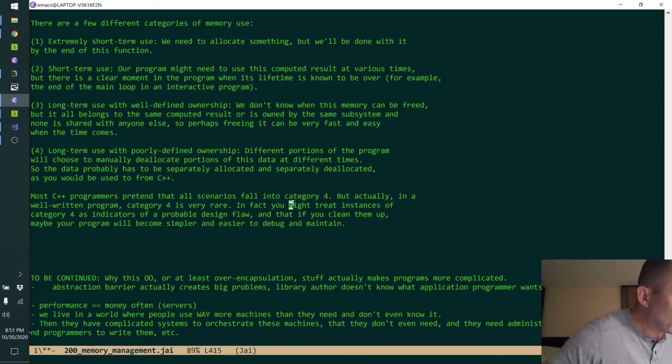Isn't one just a stack allocated variable? Not necessarily, because it's dynamically sized. So that would be like alloca in C++. Or, dude, C++ programmers don't use alloca. They don't know what the hell that is.